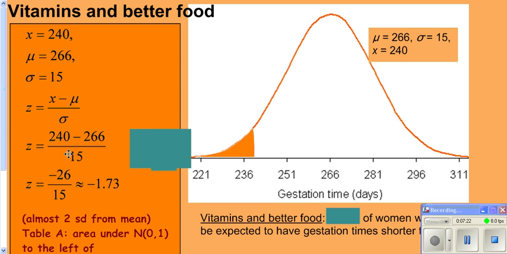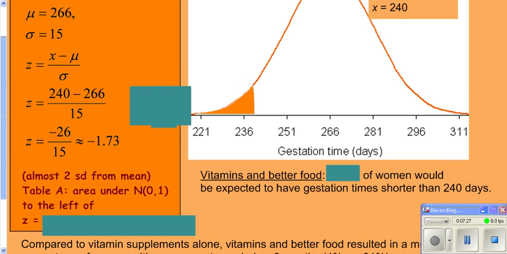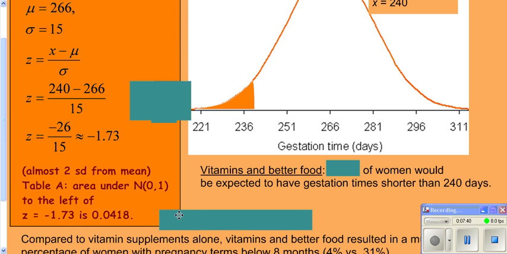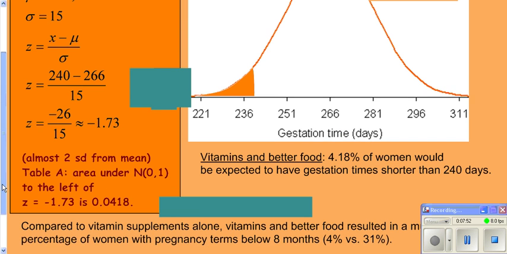We need to go ahead and find that on our z-score chart, our table A, or our standard normal curve. So you need to go to a negative 1.7 on the left-hand side. Go all the way over to the column that's a 0.03, because you have a 3 in the hundredths spot. And you end up finding that you have 0.0418, about 4%. So with vitamins and better food, only 4% of the women had preemie babies.